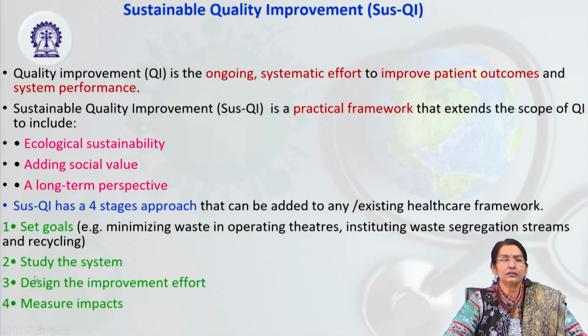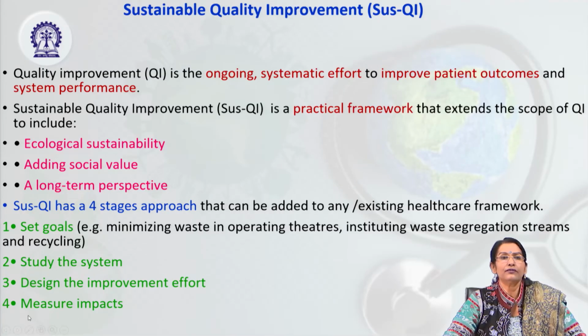Then we have to study the system, and at every node, every joint, every point, there should be a feedback mechanism. There should be monitoring and evaluation, and feedback from all kinds of stakeholders. Then we have to focus on design and improvement effort: after getting the feedback and evaluating the effectiveness and efficiency, we have to improve at every point, in terms of quality, in terms of service, and in terms of financial costs also.